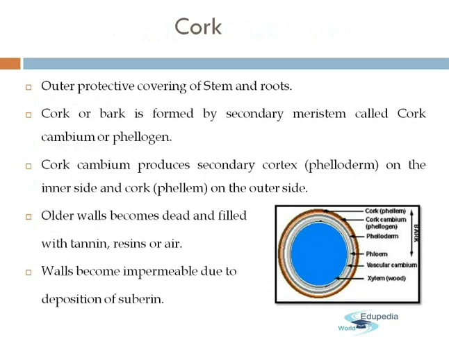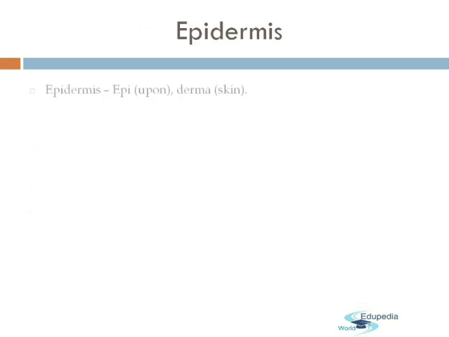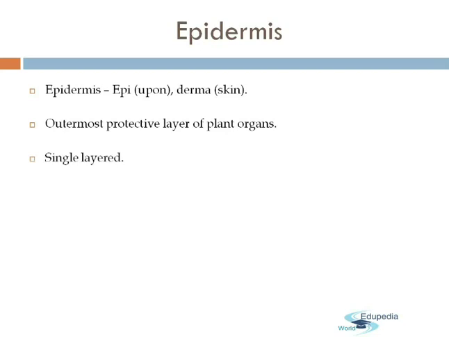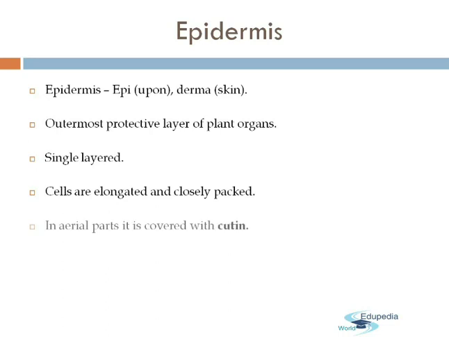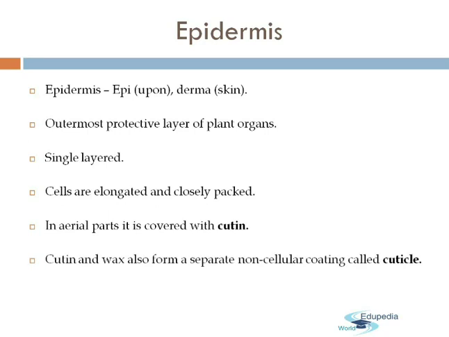First, let's start with what is the epidermis. Epidermis. The word epi means upon and derma means skin. It is the outermost protective layer of the plant organs. It is single layered and the cells are elongated and very closely packed, so there are no intercellular spaces. It is found in the aerial parts and is covered with cutin. Also, the cutin and wax form a separate non-cellular coating which is known as the cuticle. Now, the basic function of the cuticle is to protect the plant from harsh conditions. In the grasses, the epidermal cells of the aerial parts possess silica.